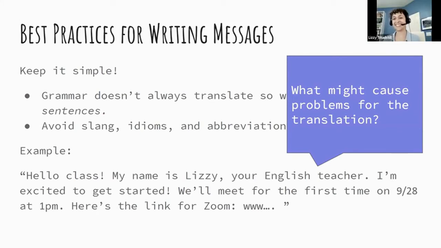Yeah, so we've got the contraction of I'm might be problematic. I'm excited. Writing the date as 9/28 might be confusing. Contraction again, we'll. Nickname of Lizzie. The way the date is written, 1 p.m. without a space there.